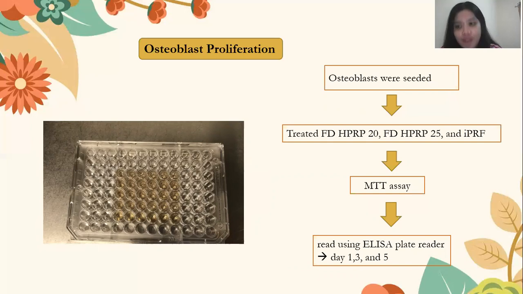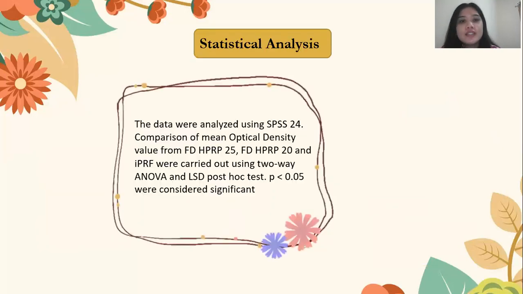1, 3, and 5. And for statistical analysis, the data were analyzed using SPSS 24. Comparison of mean optical density values from FDHPRP20, FDHPRP25, and IPRF was carried out using two-way ANOVA and LSD post hoc test. P less than 0.05 was considered significant.